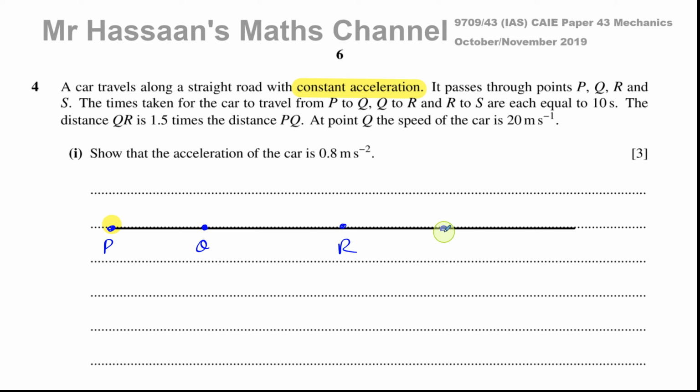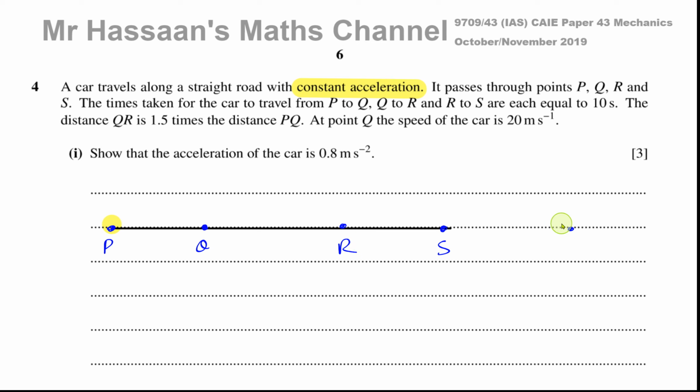We don't really know much about there, so I'll just put them anywhere. No problem. That's P, Q, R, and S. So it goes from P to Q, Q to R, and R to S.